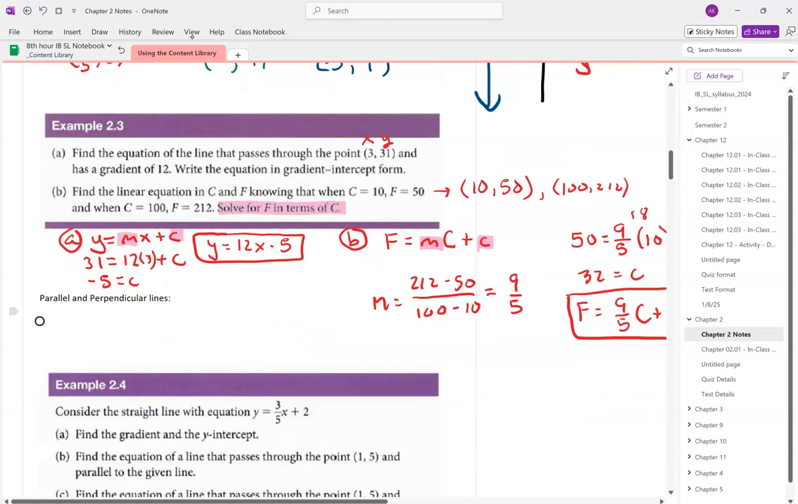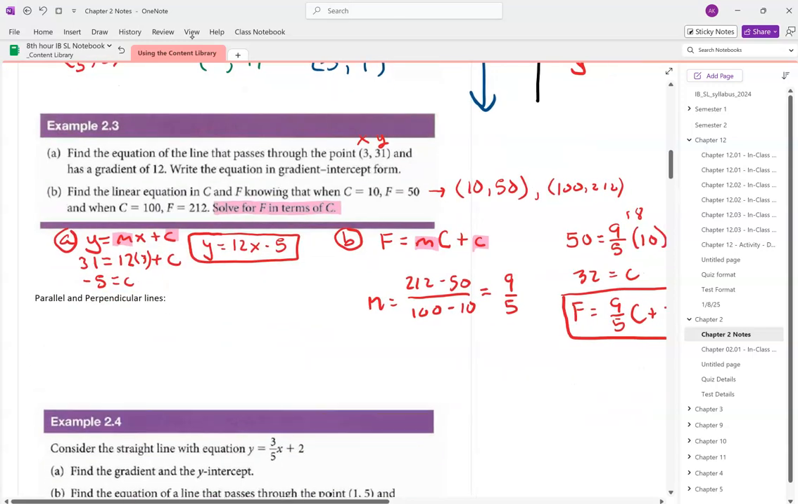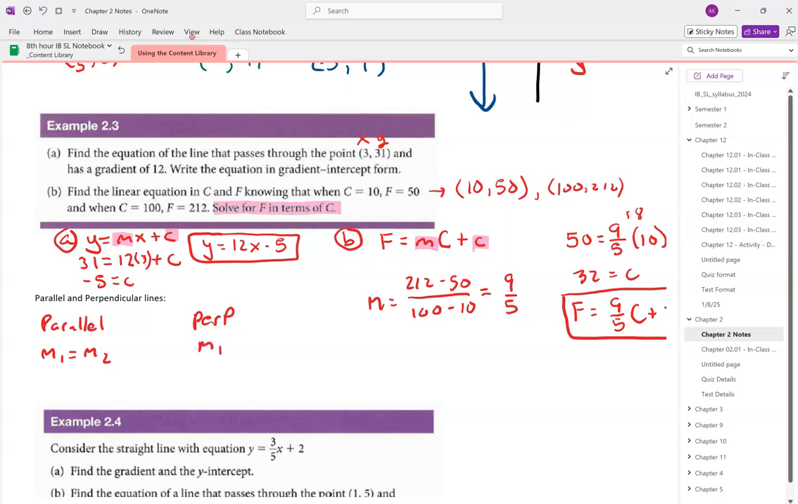Parallel and perpendicular lines. How do I know if two lines are parallel or perpendicular? If they're parallel, they have the same slope; if perpendicular, they have the opposite slope. It's not like reciprocals. Negative reciprocals, yeah.